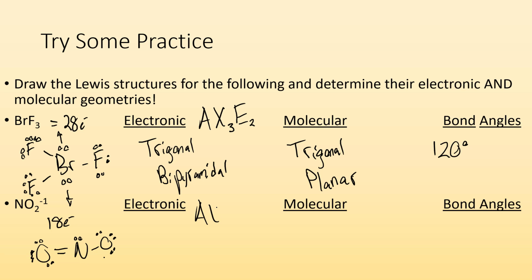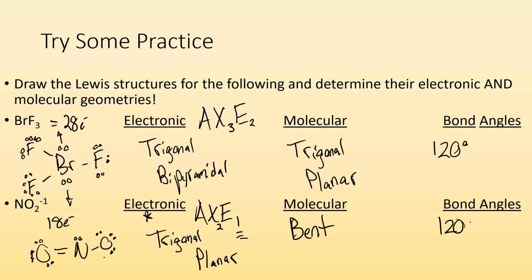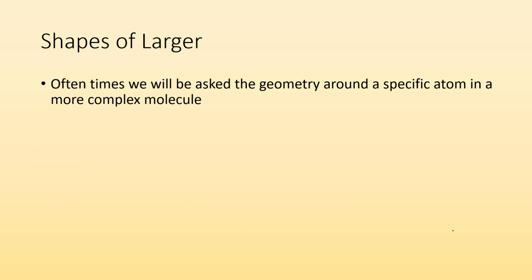So for the AXE notation, nitrogen has 2 bonded atoms and 1 unshared pair of electrons. So my electronic geometry, 3 domains would tell me that it's going to be trigonal planar. But since one of those domains is an unshared pair of electrons, when I go to describe the molecular shape, it's going to be bent. Now the bond angles depend on my parent geometry of trigonal planar, which tells me that they will also be 120 degrees.